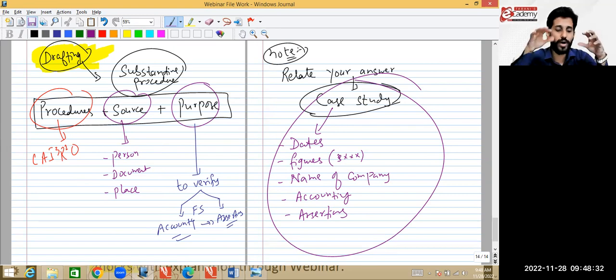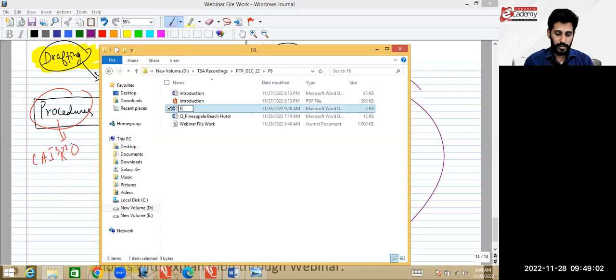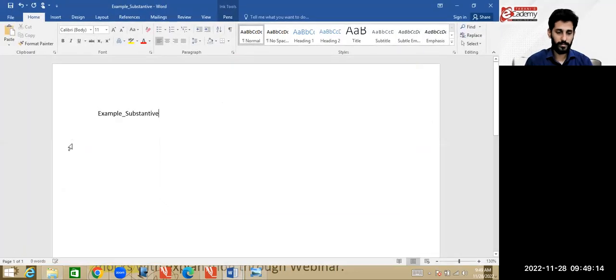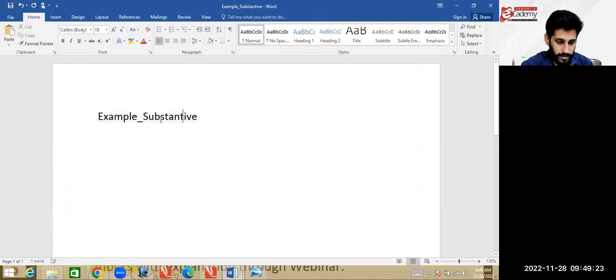Now, I'm not going to teach you how to draft the answer actually, so that you will be able to know what the cracks are, how the company should be responded to, related to the substantive procedures. If I can open up my rough sheet, I'm first going to demonstrate a simple example for the substantive procedures. And once you understand this example, then I will open the answer from your past exam paper.